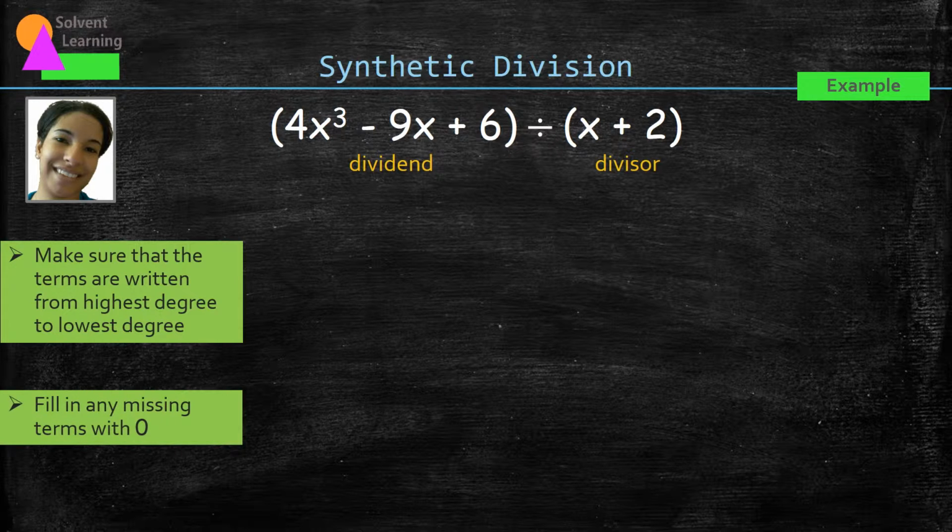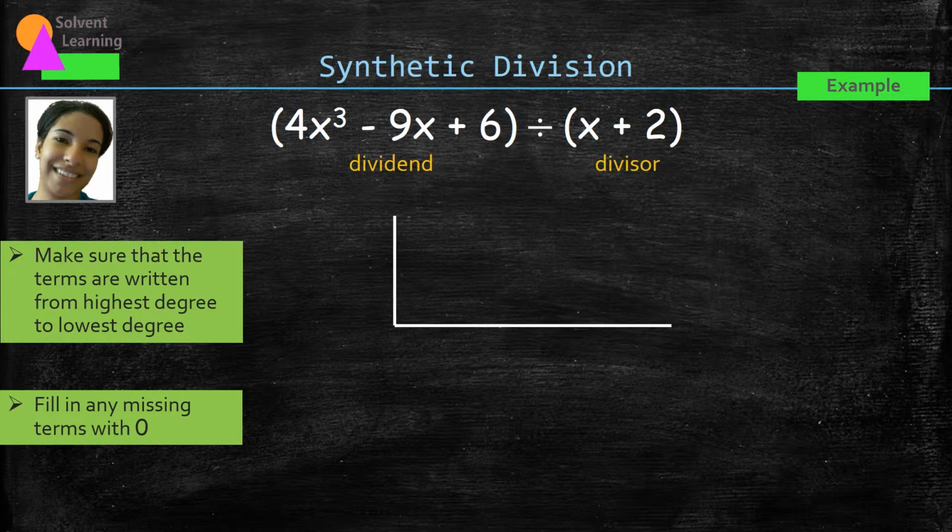Okay. And if we have any missing terms, we need to fill them in with a 0. The dividend there does not have an x squared term. It's missing that second degree term. So when we get to setting up the problem and writing in the numbers, we're going to need to fill in a 0 for that missing term. Okay. Next, we can draw an L-shaped bracket.